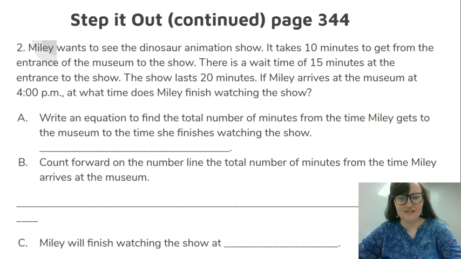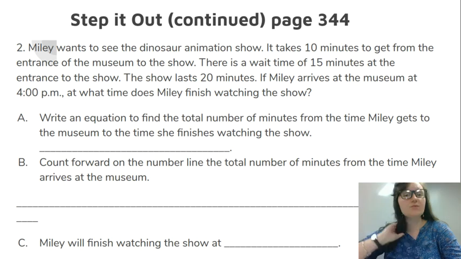All right. And this is on page 344. So go ahead and turn the page. Remember, we're in our math workbook today. So number 2, Miley wants to see the dinosaur animation show. It takes 10 minutes to get from the entrance of the museum to the show. There is a wait time of 15 minutes at the entrance to the show. The show lasts 20 minutes. If Miley arrives at the museum at 4:00 p.m., at what time does Miley finish watching the show?